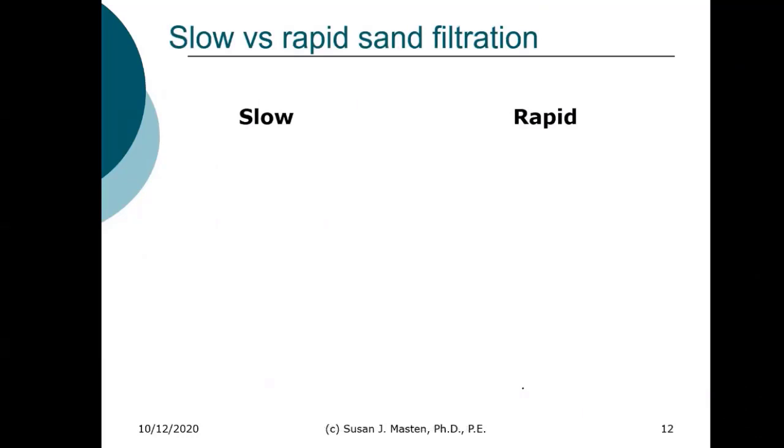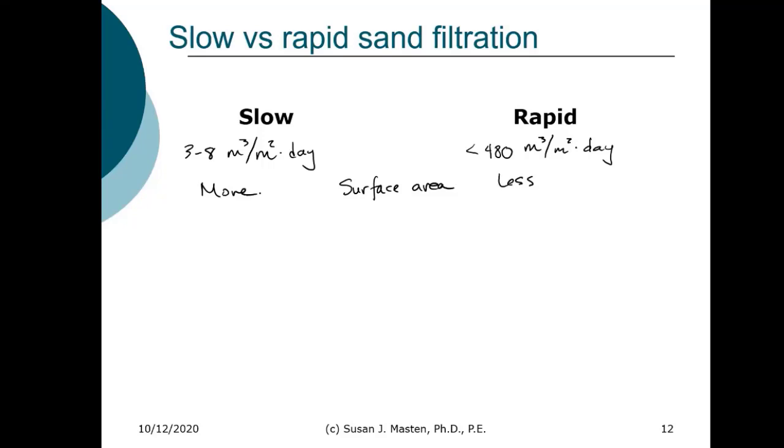Just to compare slow sand filters with rapid, typically we will treat about 3 to 8 meters cubed per meter squared per day. So that meter squared is the surface area of the filters. On the other hand, the velocity through your filters is roughly 100 times greater in a rapid sand filter, which means in terms of surface area, which one requires the greater surface area? Slow sand filters require much greater surface area than a rapid sand filter.